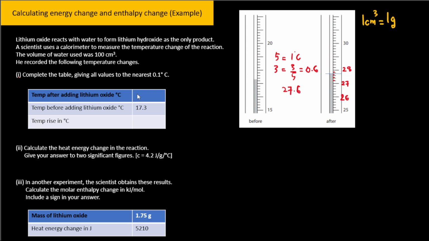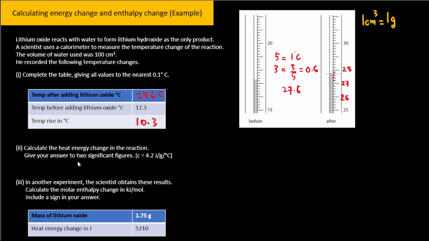Okay, let's fill this in. 27.6 degrees Celsius. The temperature rise in degrees Celsius, you simply subtract the before and after, so you should get 27.6 minus 17.3, so around 10.3 degrees Celsius.